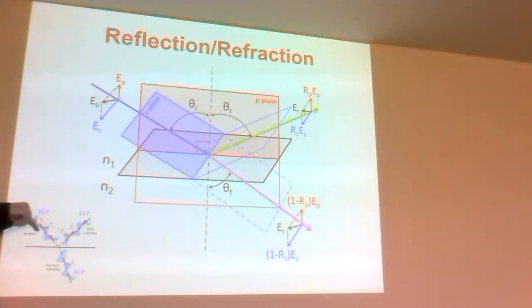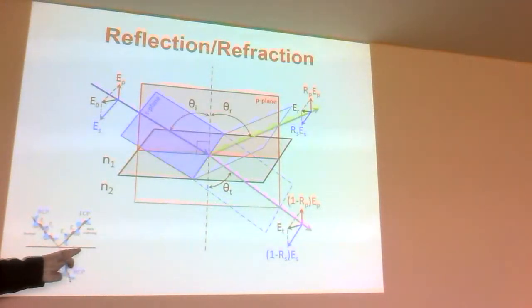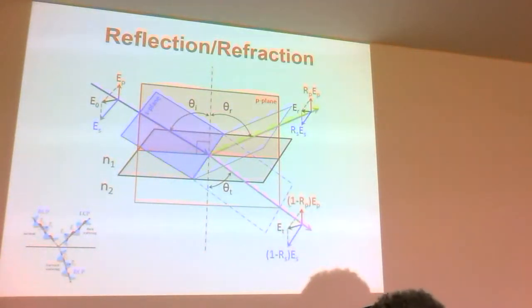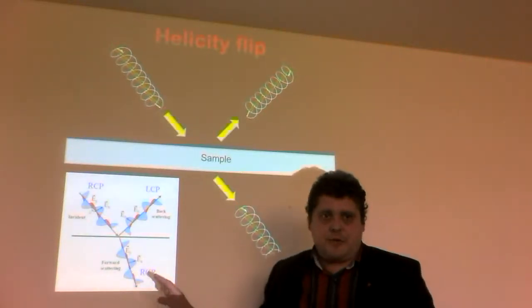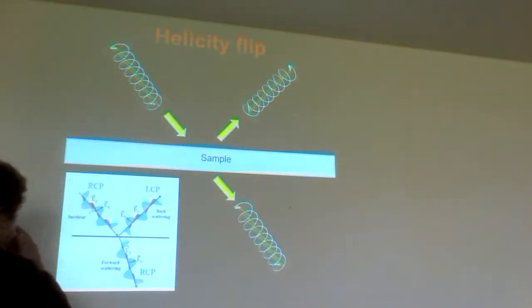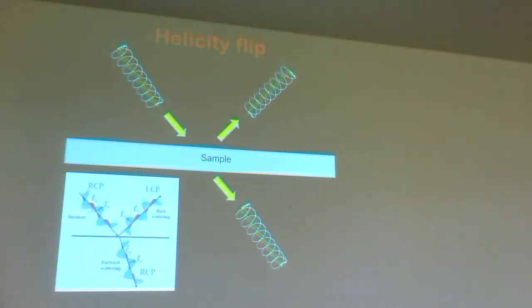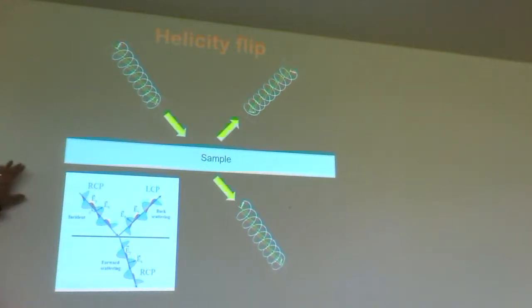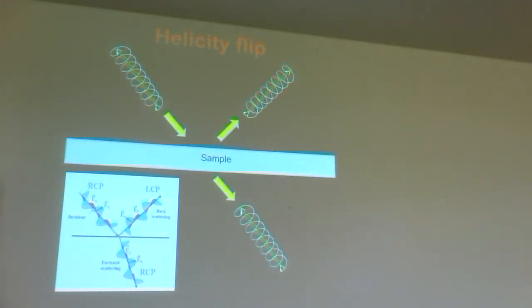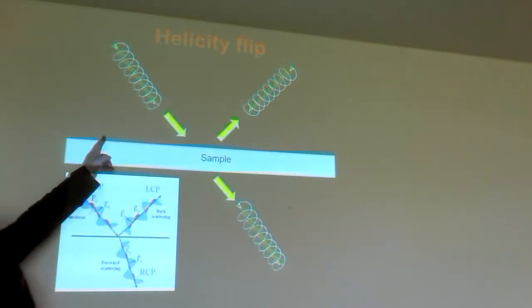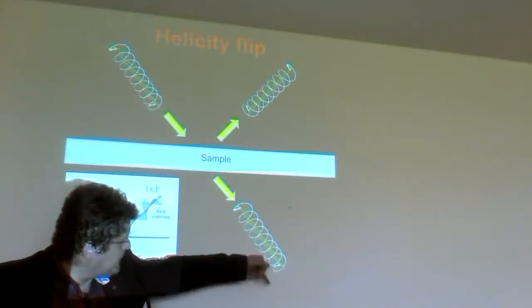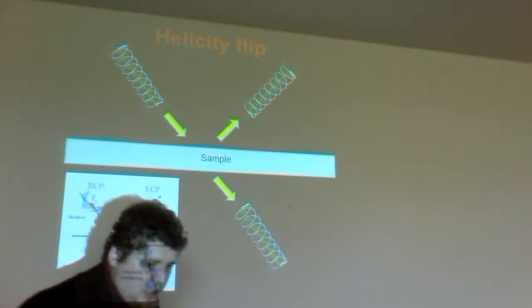And if it propagates through the medium, it will preserve the helicity. That's only based on those equations. So if we think about how polarized light propagates through the sample, we send circularly polarized light: when it's reflected, it's changed; when it propagates, it's preserved.